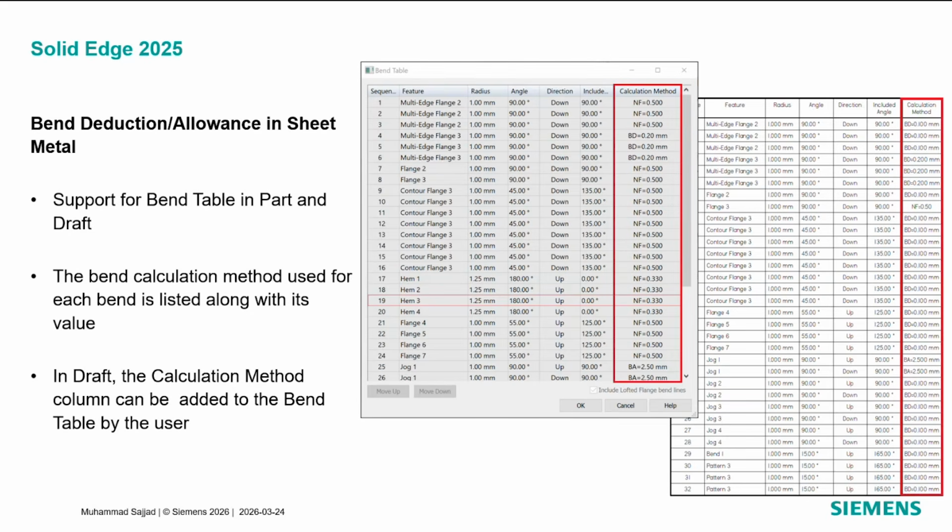Support for the bend table is available in both the part environment as well as the draft environment. The bend calculation method column has been added to the bend table, and not only does it show which calculation method is used, but also its value. Additionally, in the draft environment, the calculation method column can be manually added to the bend table by the user.